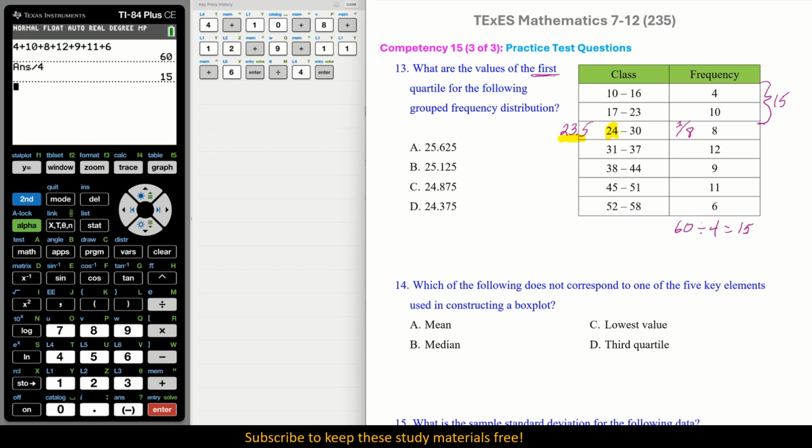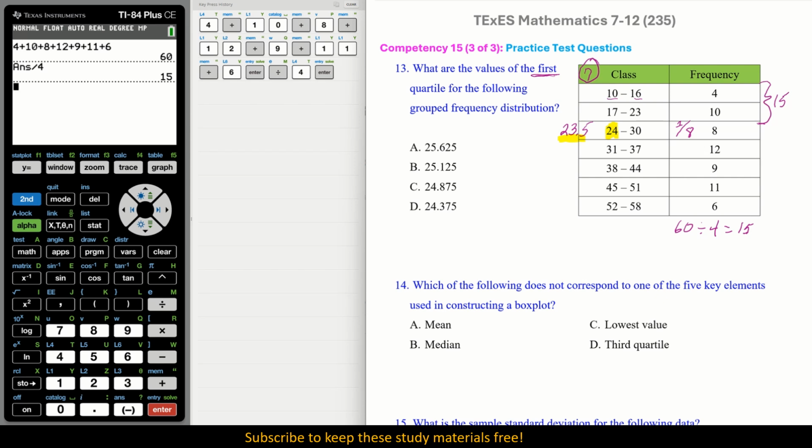So what do we need to do? Well, before we can do anything, we need to know what our class width is, and that will be 7. Remember, you must include the lower and upper boundary. Well, if you put your fingers up literally and say 10, 11, 12, 13, 14, 15, 16, you will see that that is 7 values. So our class width is 7.